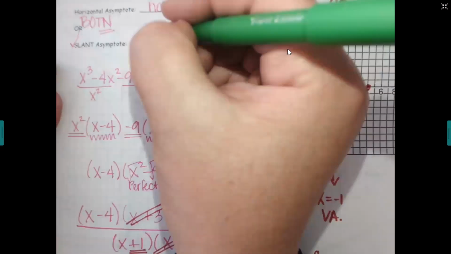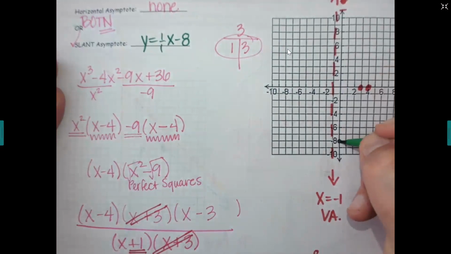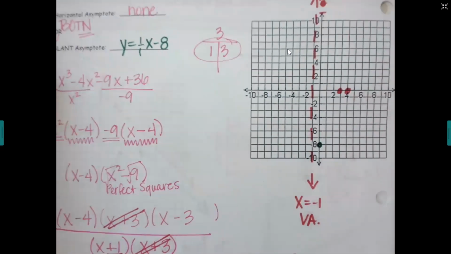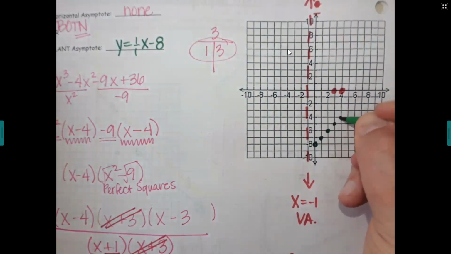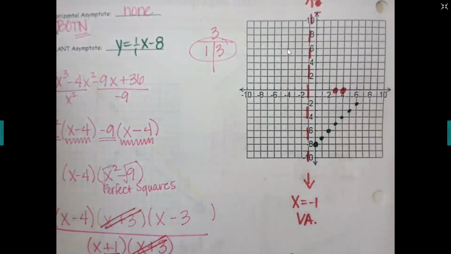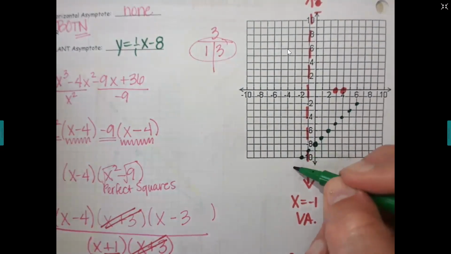Remember, that's like a 1/1 x minus 8. So I'll go down to -8 right here. And then I'll go up 1/1, up 1/1. And I'll go down in the other way like this.